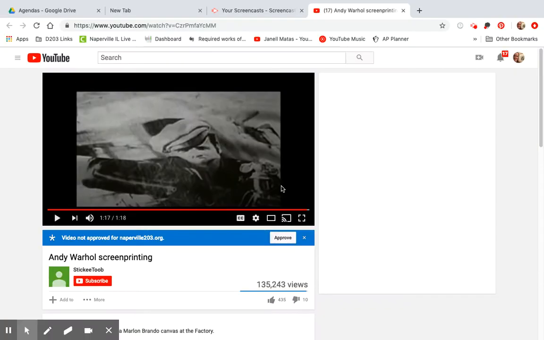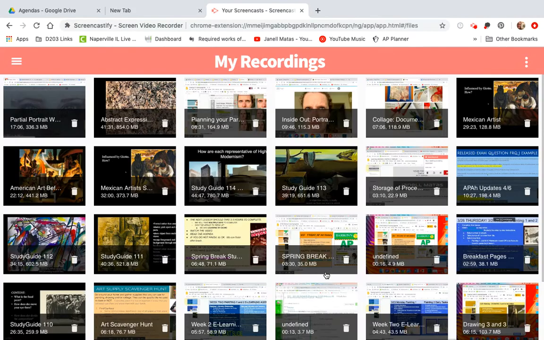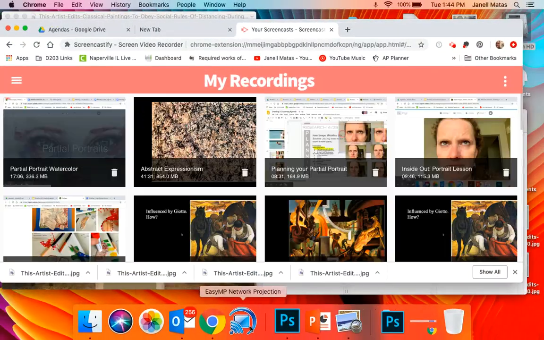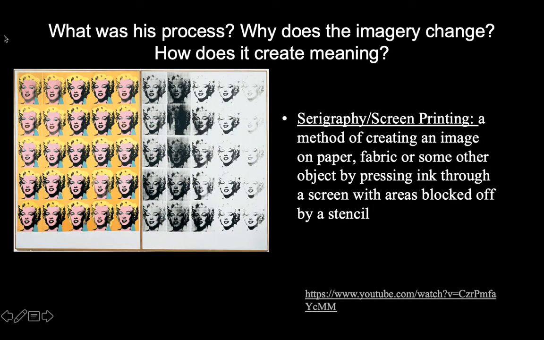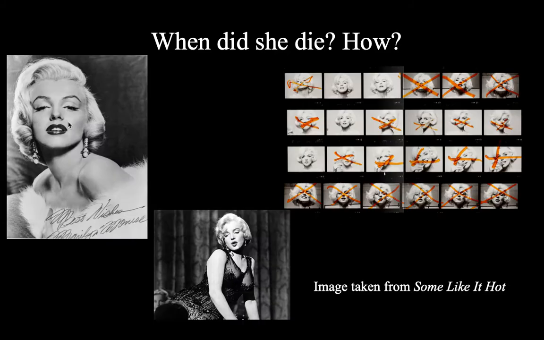So think about how fast he just printed that image of Marlon Brando, right? And he can make as many copies of that as he chooses, right? So what he was able to do is use serigraph to take this image of Marilyn Monroe and print it over and over and over again, right? So think about how he creates meaning by printing her image over again. What is he trying to say about Marilyn Monroe, and how does the image change, right?